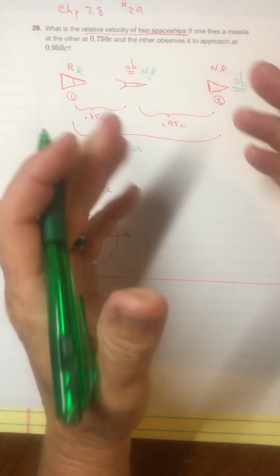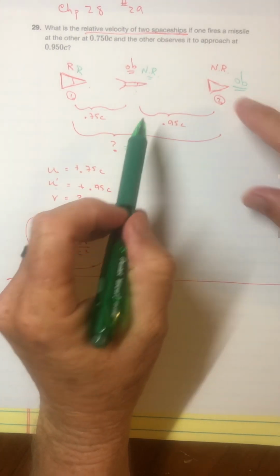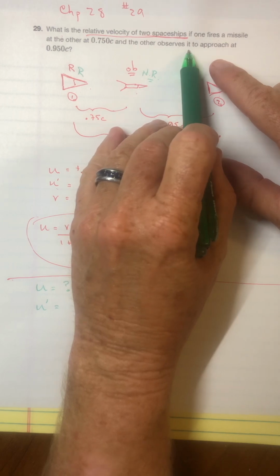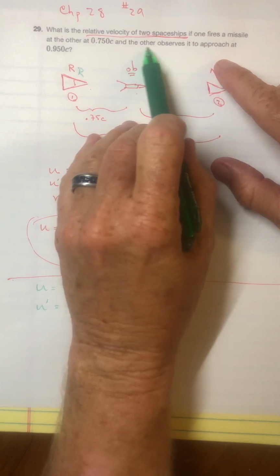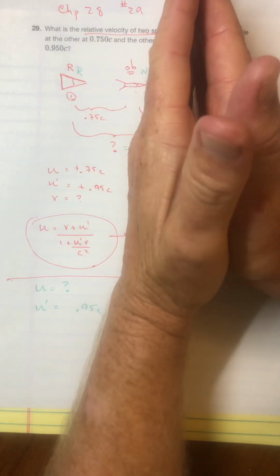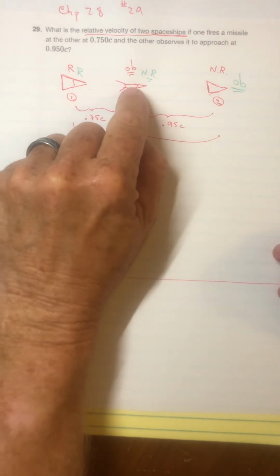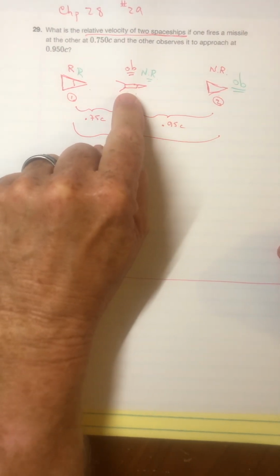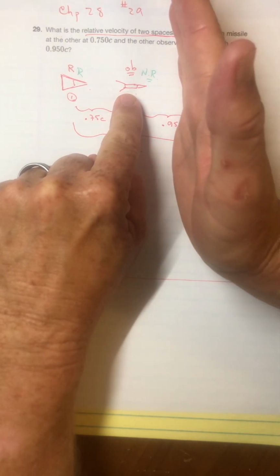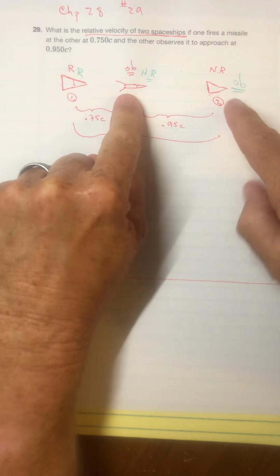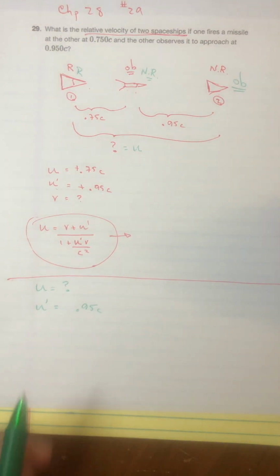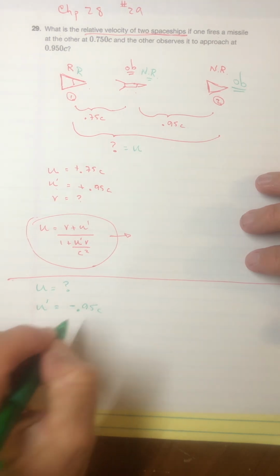Now we'll have to see which way it's moving, but I think they say here, and the other approaches the other observer, it approaches at. So the gap is being closed up. And so if you kind of imagine yourself in this missile, you would kind of be seeing this closing up. And so it'd be like the object is coming towards you. That is, it's going left. And so that would be a negative 0.95.